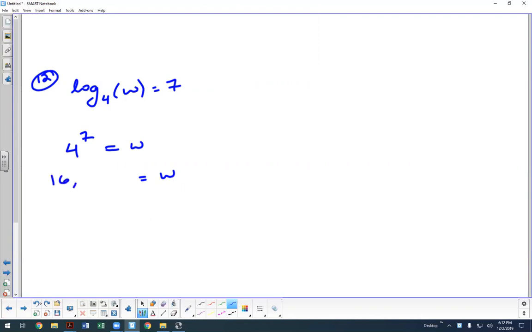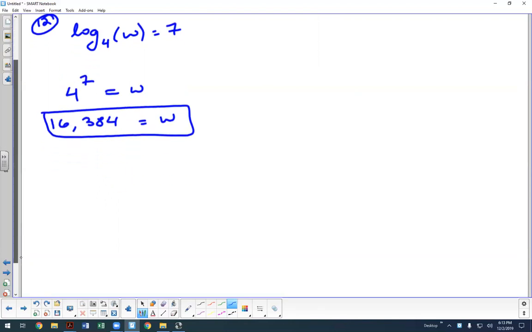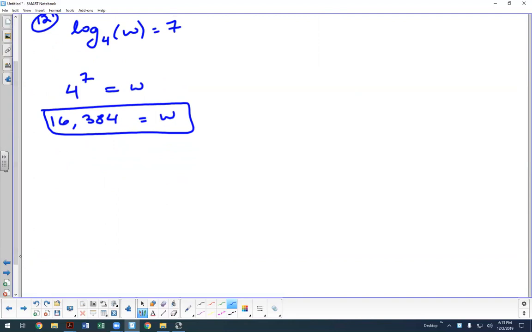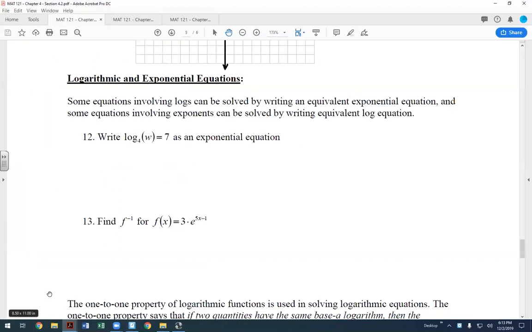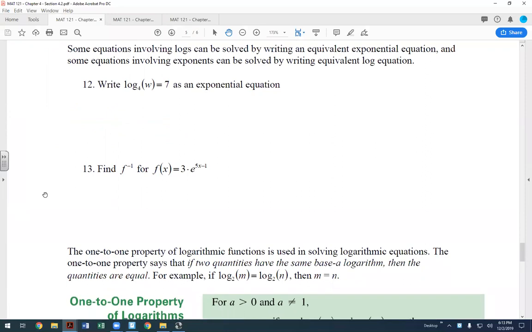16,384. And you've got your w. Okay. And we had kind of seen this at the beginning when we had looked at how to go back and forth between exponential and logarithmic form. So we're actually kind of bringing that back here to solve this. Did anyone have questions on 12?